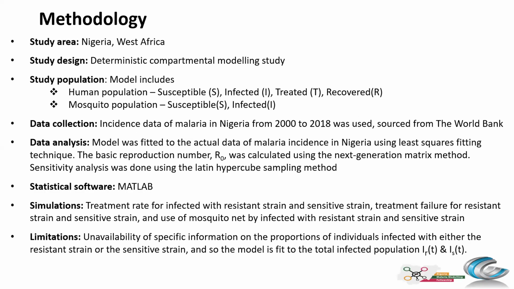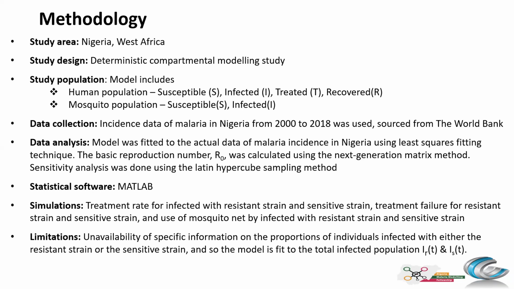The authors conducted a deterministic compartmental modeling study of malaria in Nigeria. The model involved the human population and the mosquito population. From the World Bank website, they collected data on malaria incidence in Nigeria from 2000 to 2018. Then the model was fitted to this data using the least squares fitting technique. They also calculated the basic reproduction number of the model, including that for the resistant strain and the sensitive strain, using the next generation matrix method.